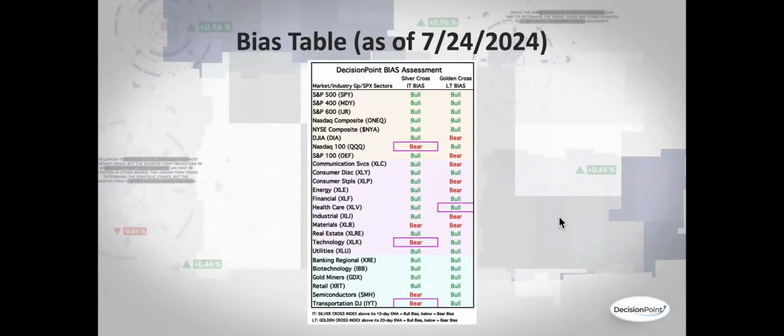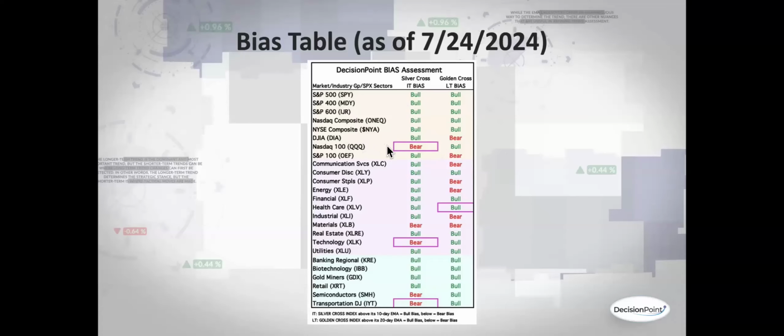Here's our bias table as of yesterday. So basically what I do is I look at each index and I compare where the silver cross index and golden cross index are in relation to their signal lines. So the IT bias, the silver cross, that's when the silver cross is above its signal line. Again, I'm trying to beat that one into your heads. So in this case, currently, most of the indexes are showing bullish biases, but look at which one changed yesterday.